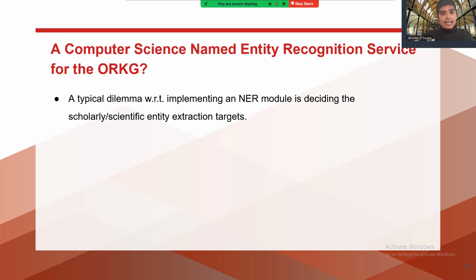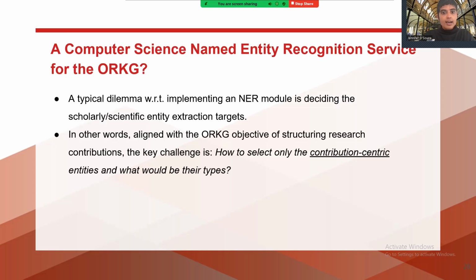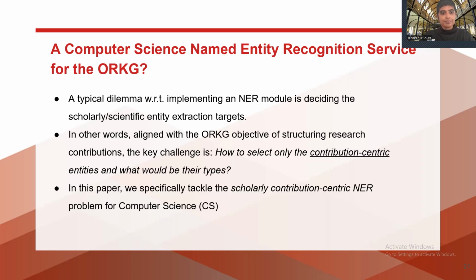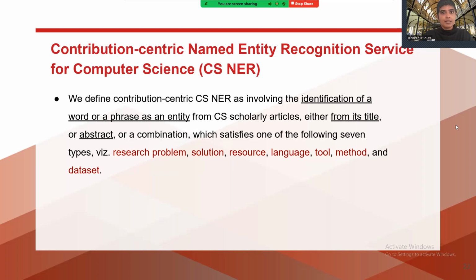So a typical dilemma with implementing an NER module is deciding the scientific entity extraction targets. In other words, aligned with the ORKG objective of structuring research contributions, the key challenge is how to select only the contribution-centric entities and what would be their types. In this paper, we specifically tackle the scholarly contribution-centric NER problem for computer science.